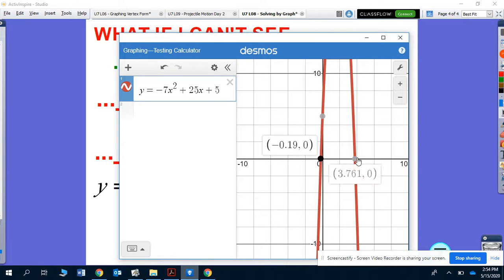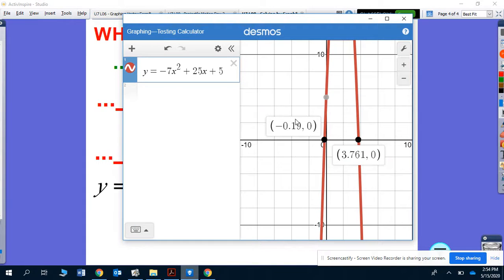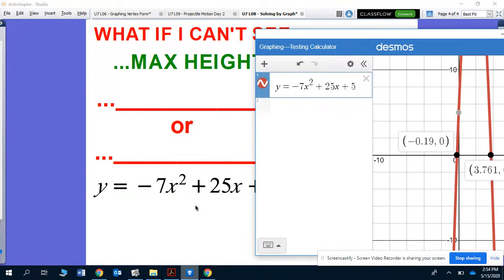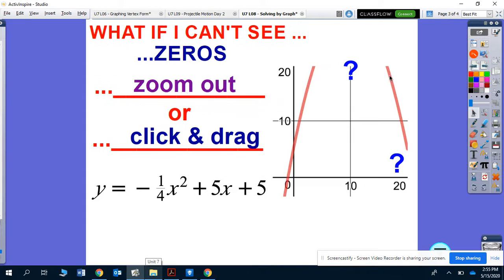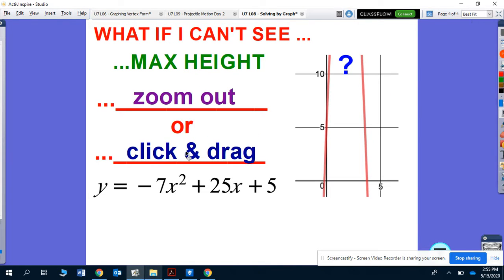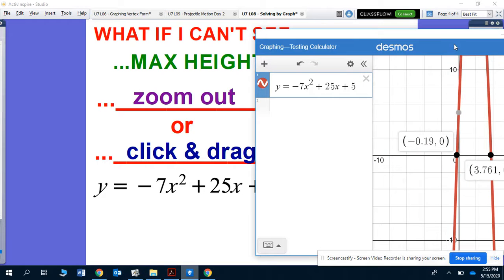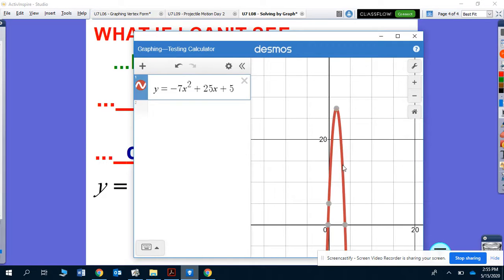So again, I can see my zeros this time, just like I did in the screen there, but I can't see the top. I can't see where the maximum height is. So just like we did last time, we're going to either zoom out or we're going to click and drag. It's that simple. You guys have no idea how terrible it used to be on those old calculators. But if we want to be able to see the maximum, the top, we can just zoom out and click and drag a little bit. And now we can see the vertex and we see that it's maxing out there at 27.3, right?